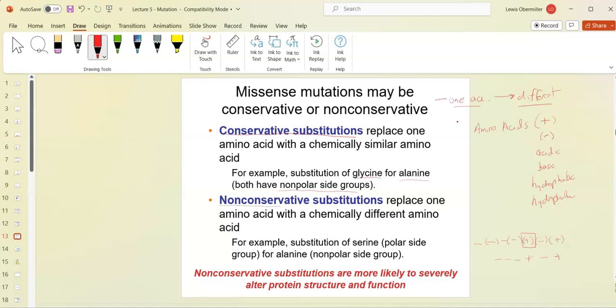Then we have non-conservative substitutions, which replace an amino acid of one type with an amino acid of a different type. So in this case, you'd have a positive replaced with a negative, a polar replaced with a non-polar, and so on. Obviously, non-conservative substitutions are more likely to be really bad in affecting the protein structure and function because more likely than not, they're going to change the shape. And the most important thing in biology is shape. I stress that with my 181 students all the time.